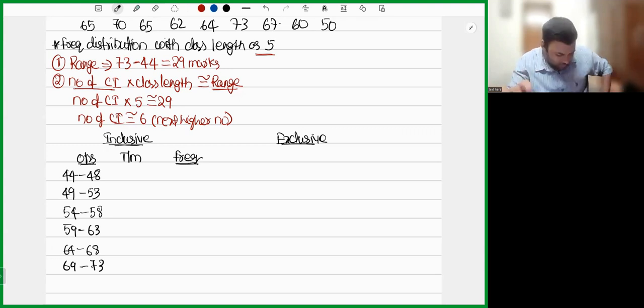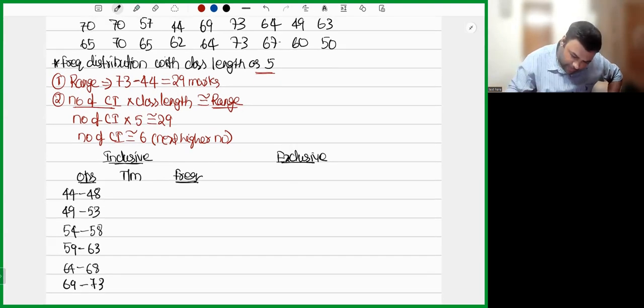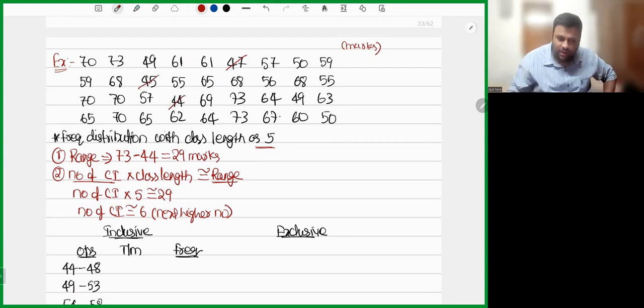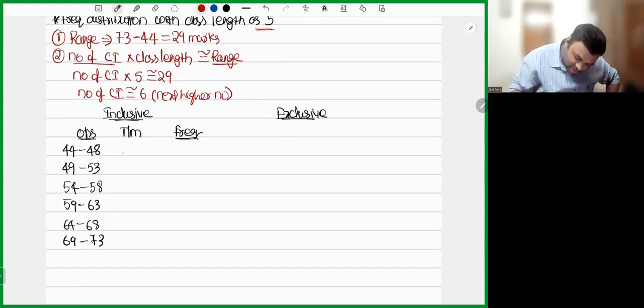Now can you count how many are there from 44 to 48? I guess we can count. Let's see. 44 to 48. 1, 2, 3. 3 are there. So what will children do? 1, 2, 3, they'll count. If 5 are there, how will you count? 1, 2, 3, 4, 5. If 6 are there, 1, 2, 3, 4, 5, 6. Children will do this. You people don't do that. Not required. Frequency is 3.